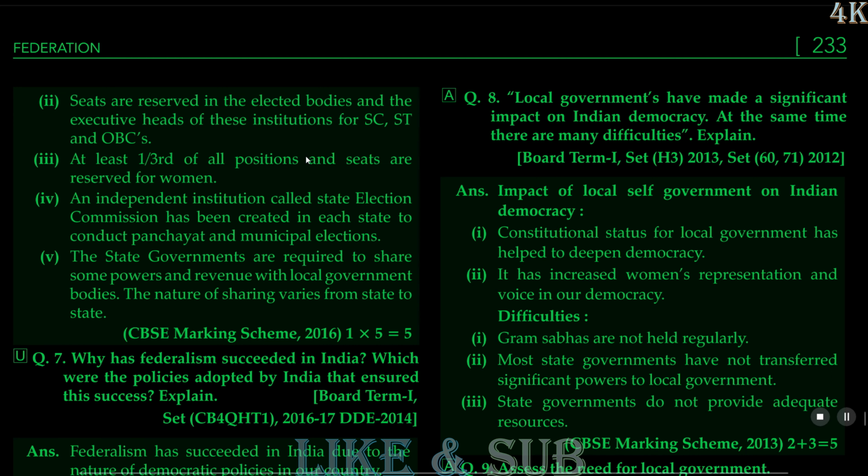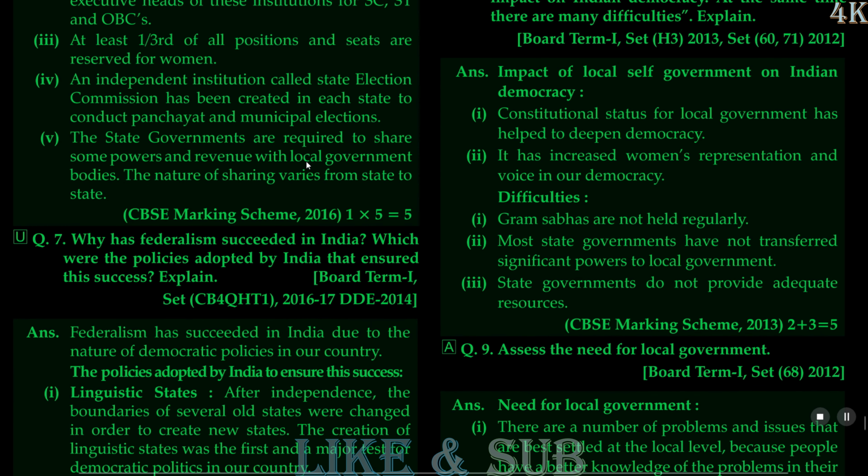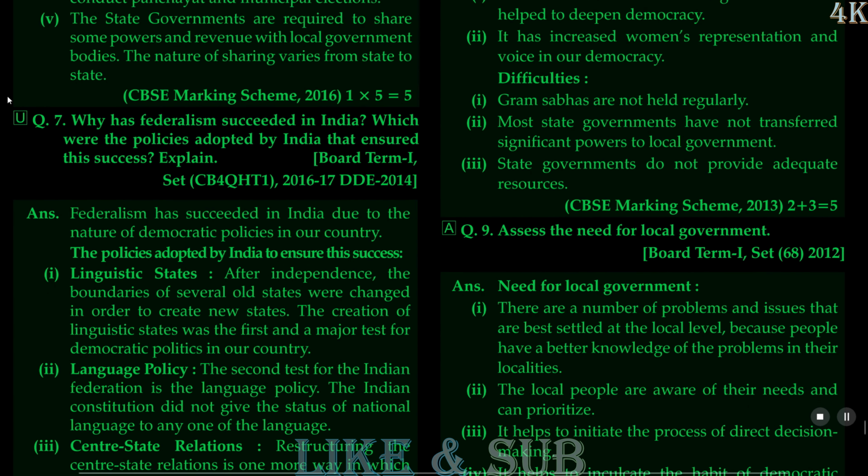2. Seats are reserved in the elected bodies and the executive heads of these institutions for SC, ST, and OBCs. 3. At least 1/3 of all positions and seats are reserved for women. 4. An independent institution called State Election Commission has been created in each state to conduct panchayat and municipal elections. 5. The state governments are required to share some powers and revenue with local government bodies. The nature of sharing varies from state to state.